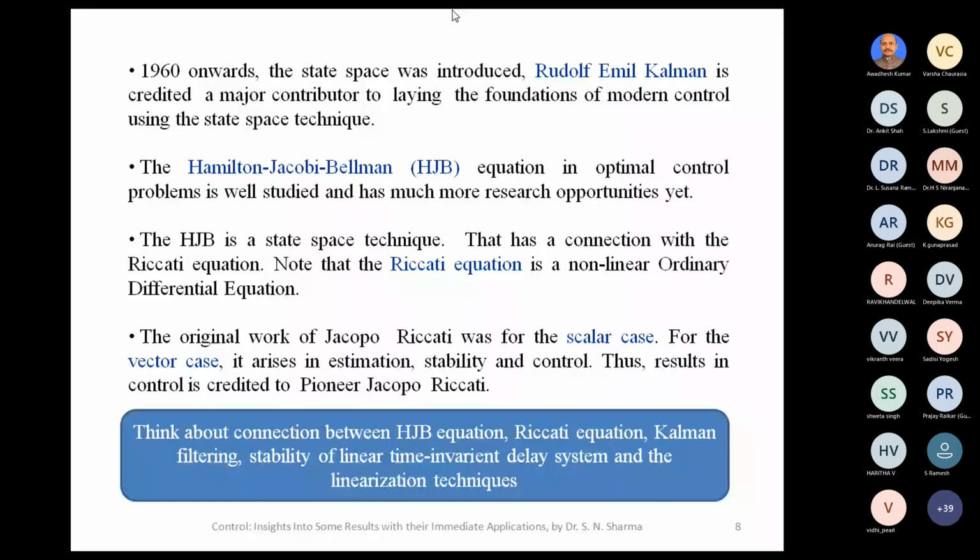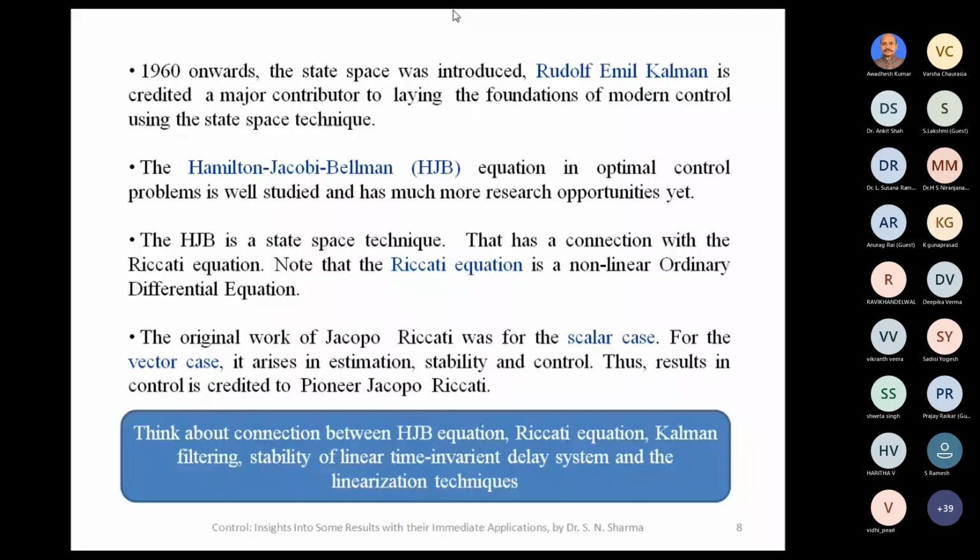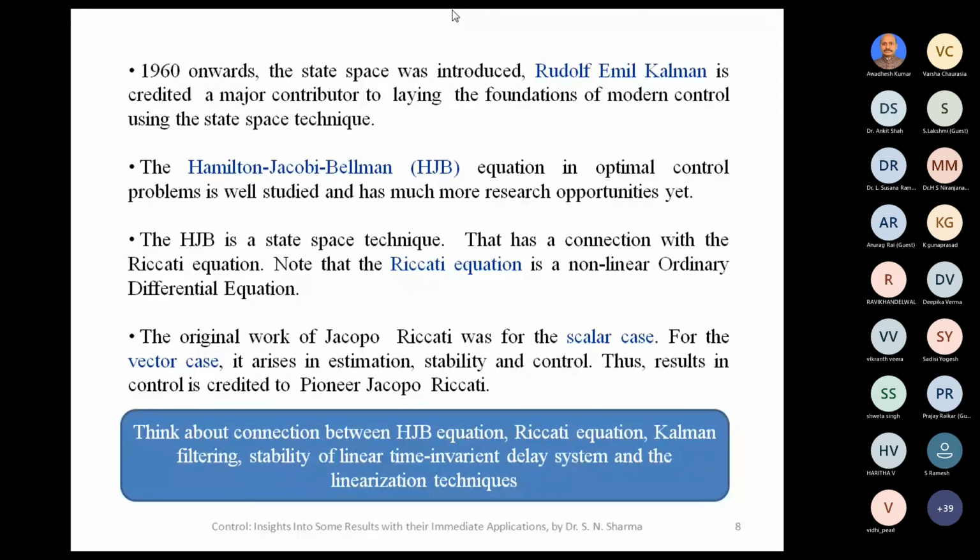So the Hamilton-Jacobi-Bellman equation is one of the most powerful results of control. And then the Riccati equation is also one of the most powerful results in control for linear control theorists. Kalman filtering, you know, is a celebrated result in control. In 1971, this was used in the Apollo mission. But as far as research is concerned, the Hamilton-Jacobi-Bellman equation still has too much potential to work on.